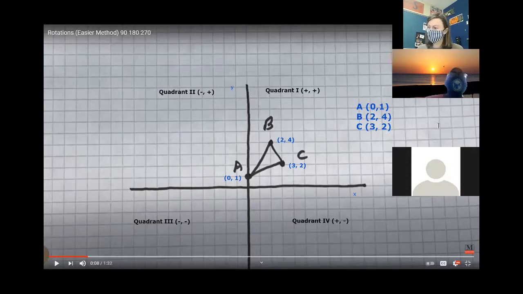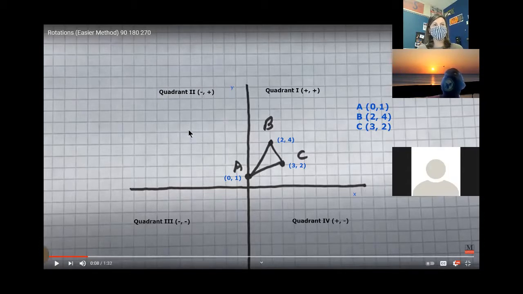Now, for this one, I'm going to first do 90 degrees counterclockwise. So I'm in quadrant 1. Where is that going to put me? If I go counterclockwise 90 degrees, a quarter turn, where do I go? I go from quadrant 1 into quadrant 2.